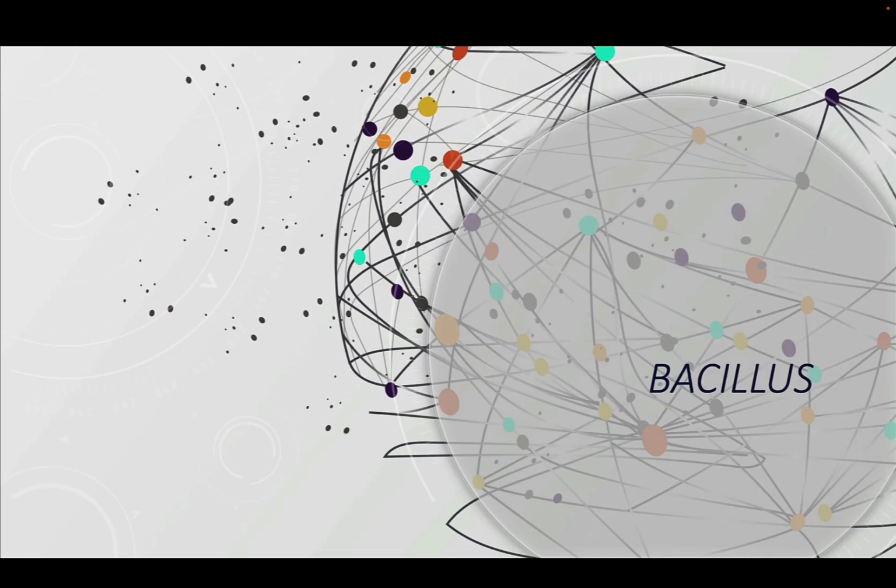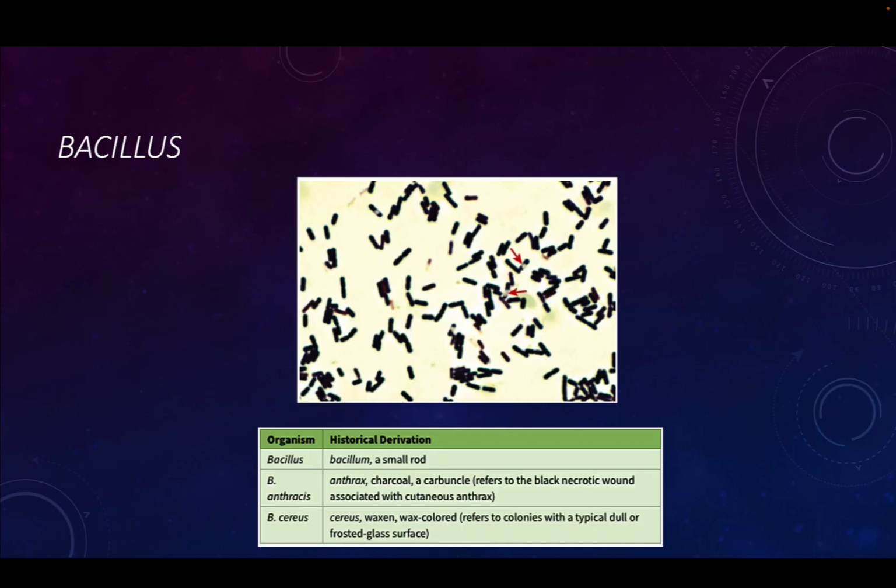So in this section, we're going to talk about the genus Bacillus. And hopefully you do remember from your microbiology class that bacillus also is the term we use for rod-shaped organisms. But this is the particular genus Bacillus. It means small rod.